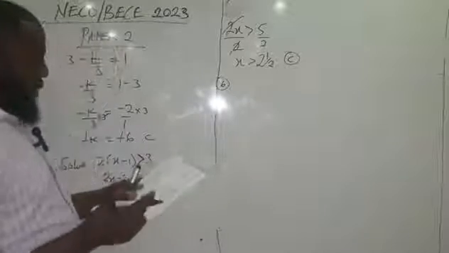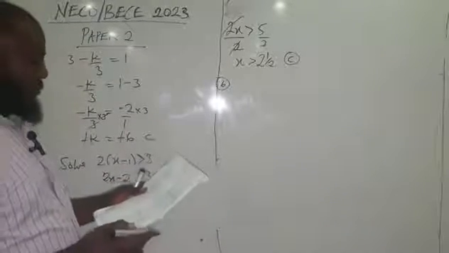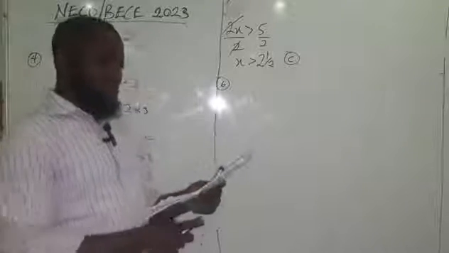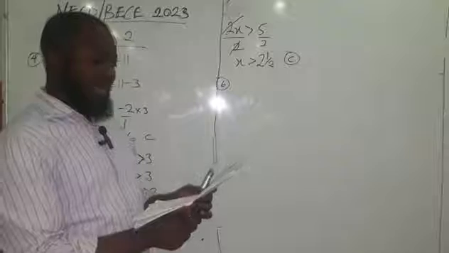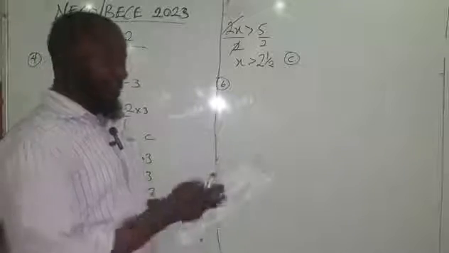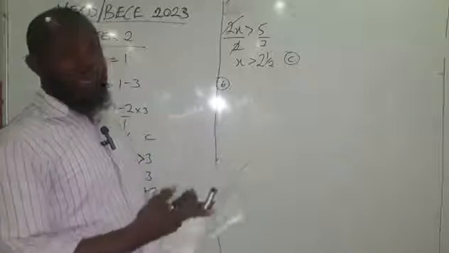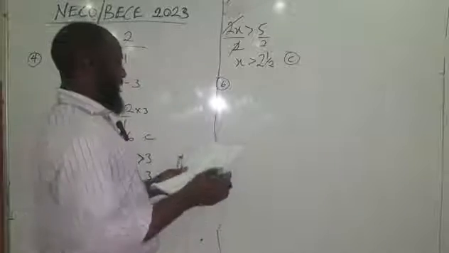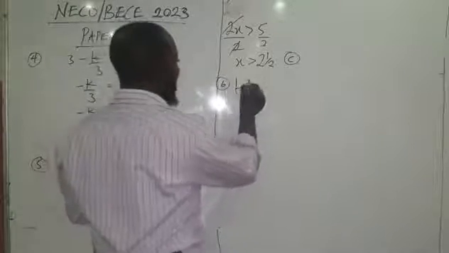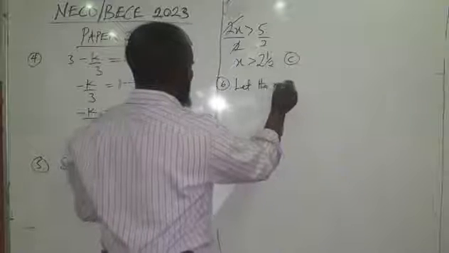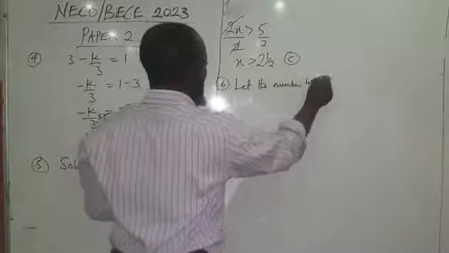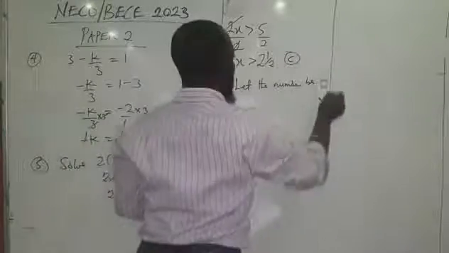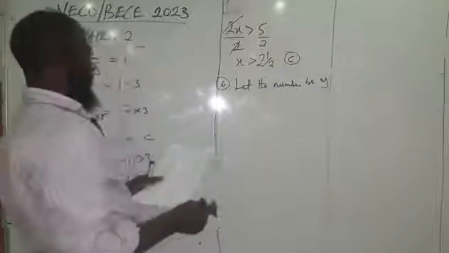Number 6. When 15 is added to 1 over 4 of a number, the result is 4 times the number. Find the number. This is a word problem leading to a simple equation. So what we're going to do, the first thing you need to do is what? Let the number be, let's say, y. Let the number be y.